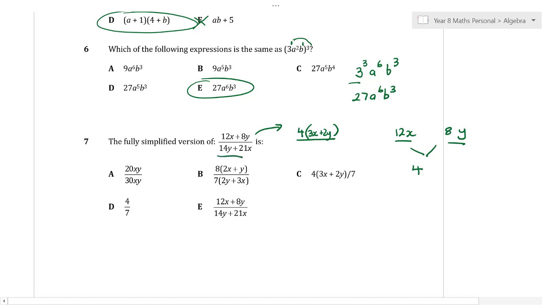And now over here, we want to find what they have in common. They don't have an x or a y in common, but what they do have in common is that 7 goes in there. Now I'm going to do it the other way around. 7 times what gives me 21x, that's 3x, and 7 times 2y gives me 14y. Look at that. Isn't that nice? Because now I've factorised that. 3x plus 2y, then cancel, and the answer is 4 over 7.